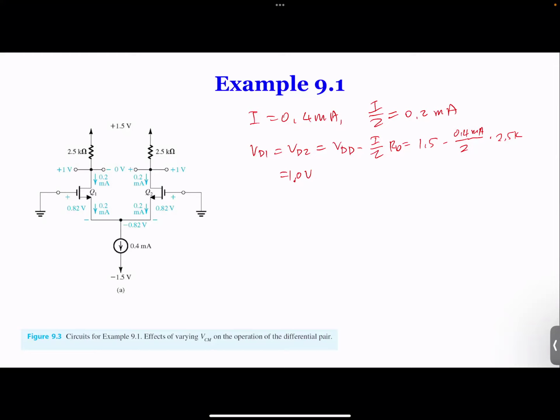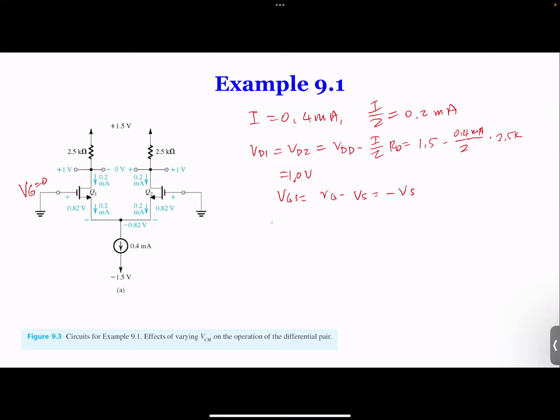Since this is 1 volt, now we can calculate. So VD1 and VD2 are 1 volt, and VG is 0, and VG1, VG2 they're both 0. So we can calculate VGS, which is VG minus VS, equal to minus VS, right? So this is what we get for VGS.